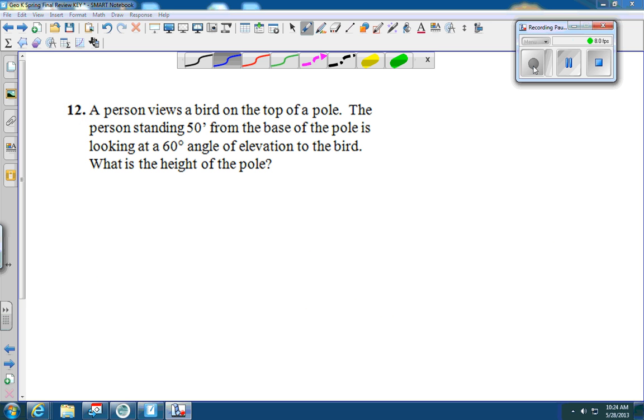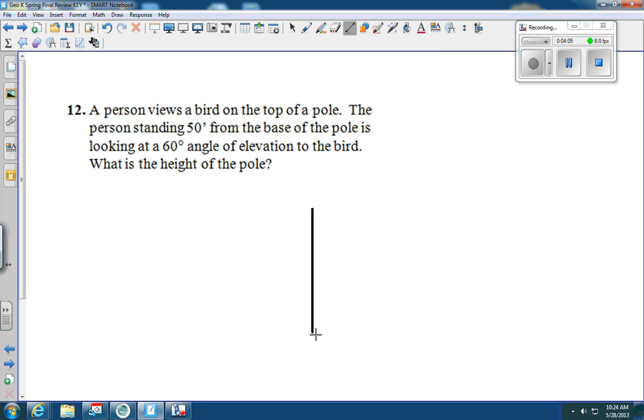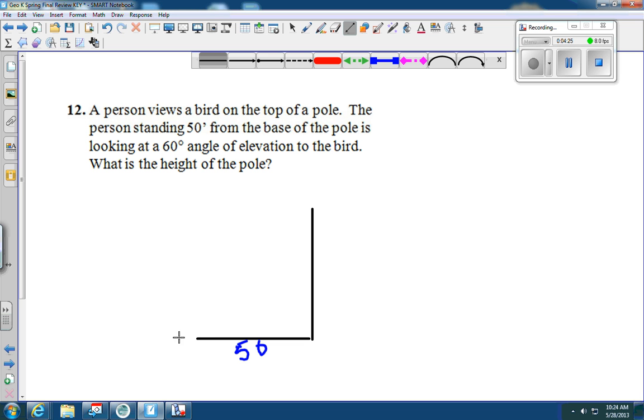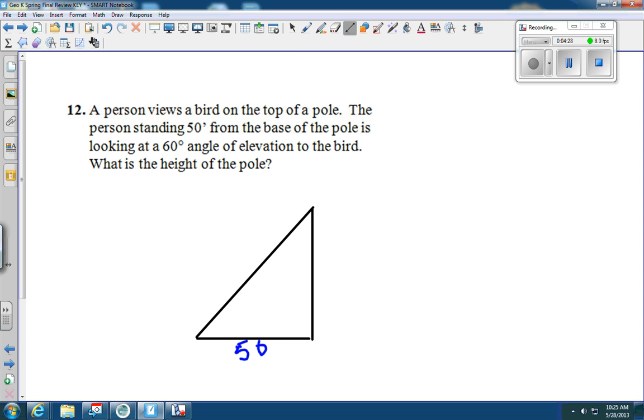Okay, it says a person views a bird from the top of a pole. So here's my pole, and the person is standing 50 feet from the base of the pole. Here's my person standing right here, so this is 50. From the base, the person is looking at a 60-degree angle of elevation. So the person's looking up, and that forms a 60-degree angle right here. What is the height of the pole? That's what I'm trying to find.